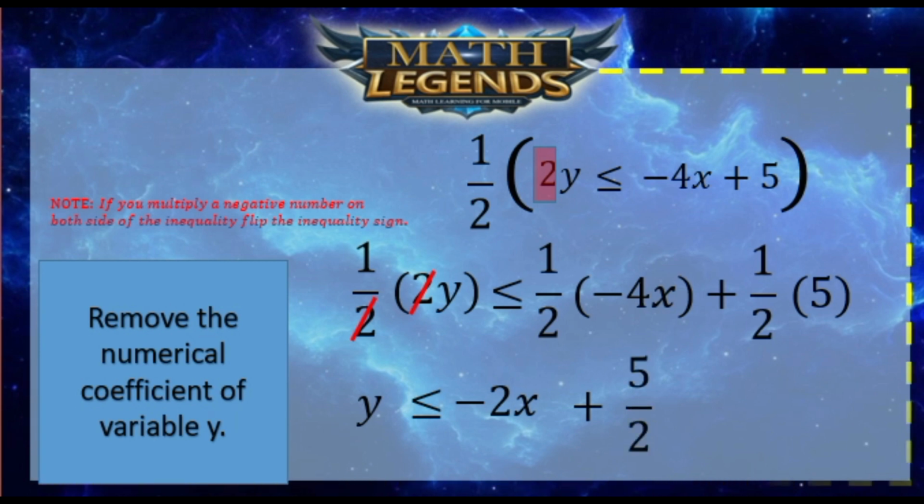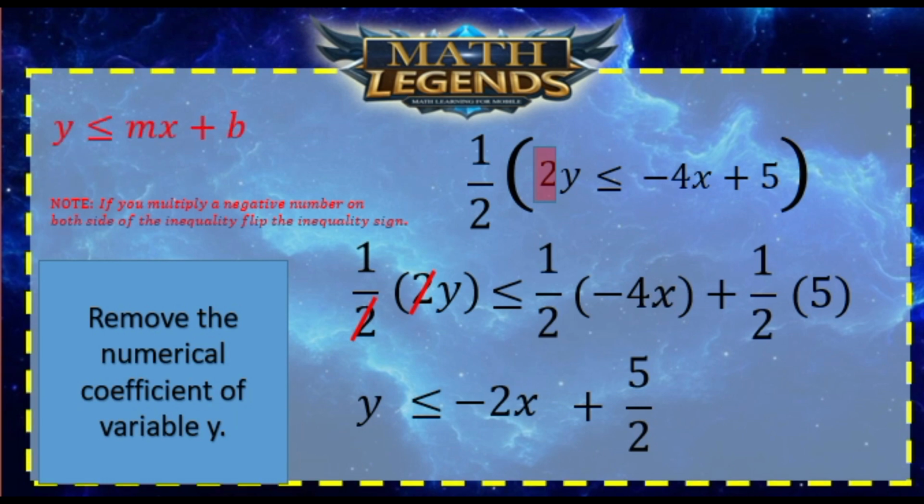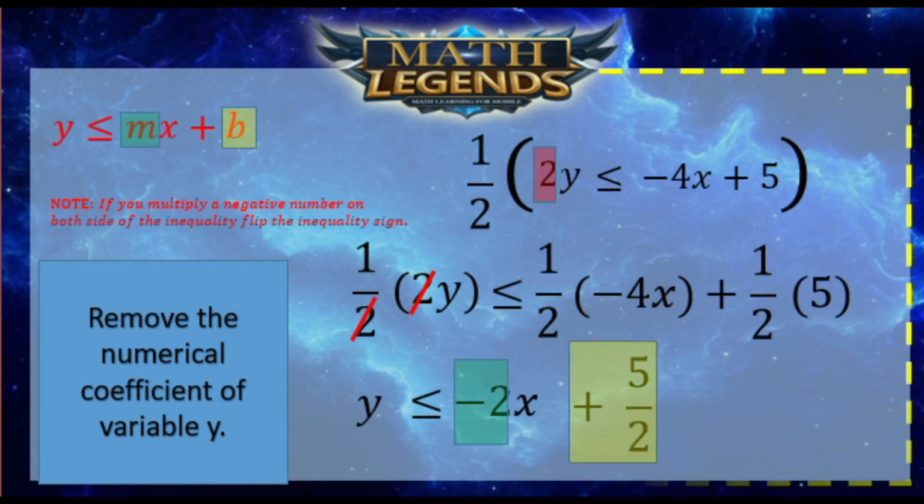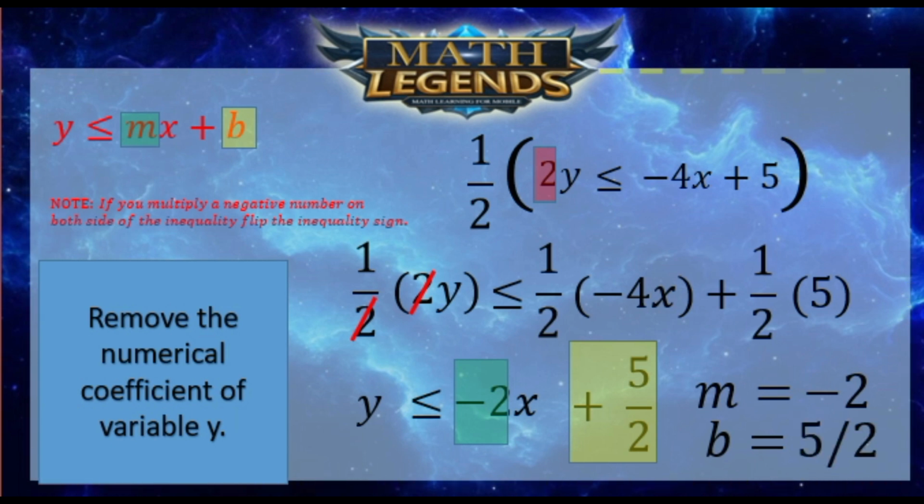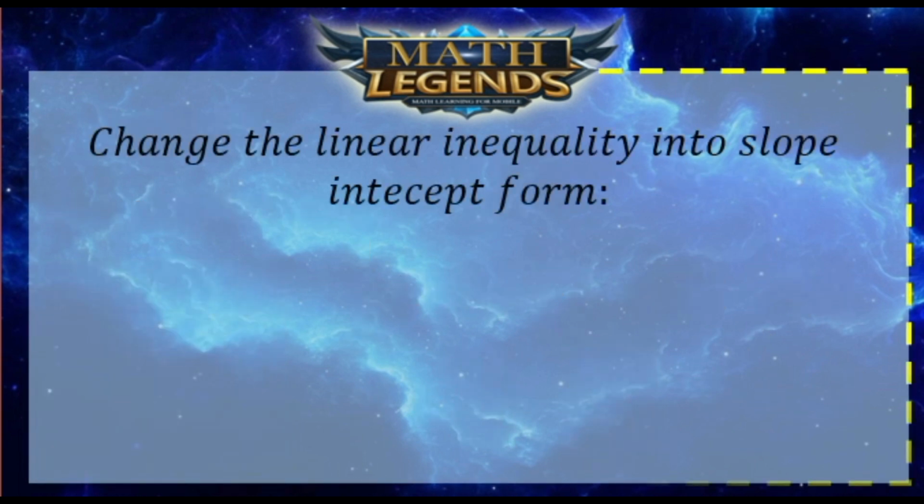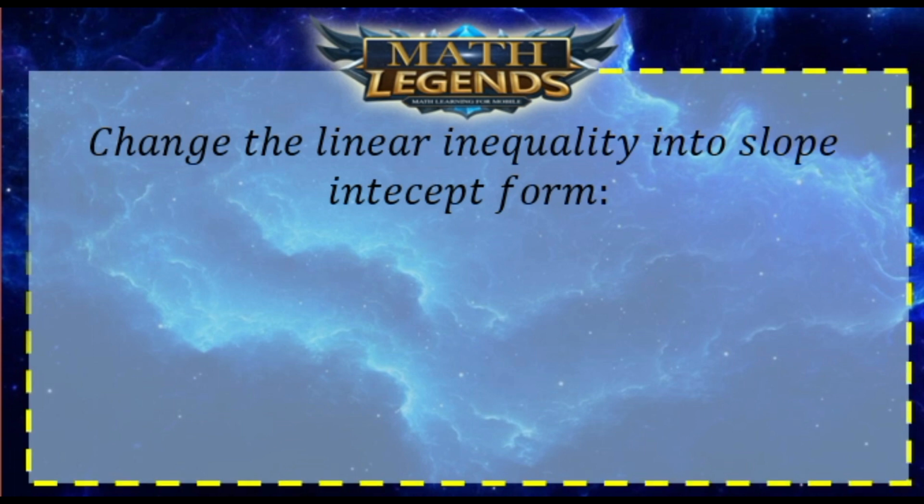And from here, we have our slope-intercept form, wherein we have the value of the slope and the value of the y-intercept, wherein m, or the slope, is equivalent to negative 2, and the y-intercept is equivalent to 5 over 2. Now, kindly try to change the linear inequality into slope-intercept form.